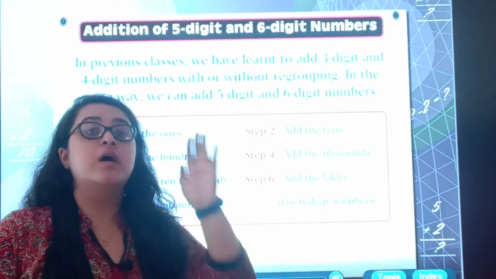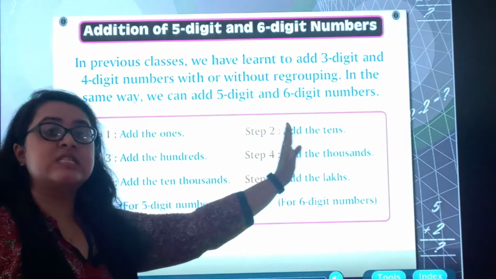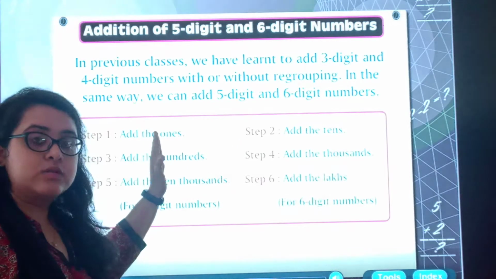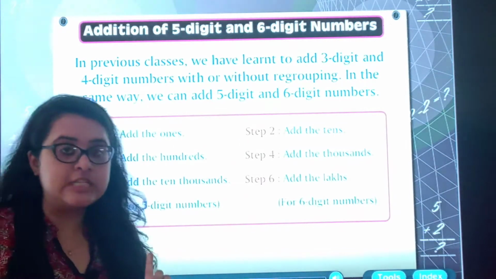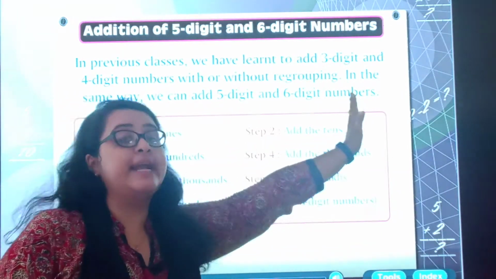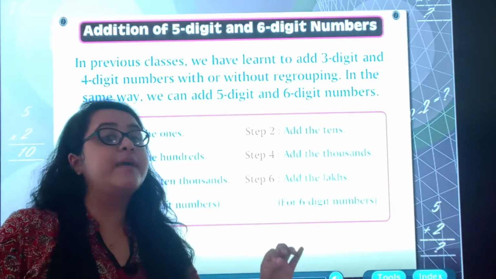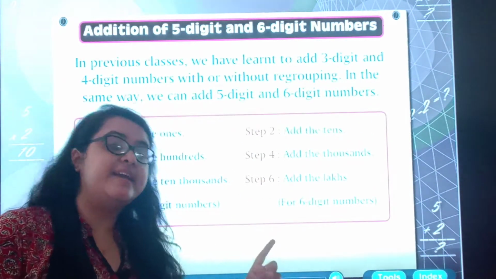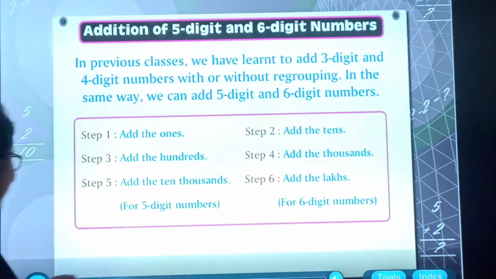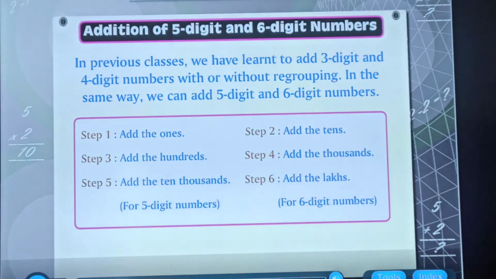Okay? Remember, we will always start from ones, tens, hundreds, thousands, 10,000s and lakhs. Understood? We will always start from the end. It might be addition or subtraction, we will start from the end. These are the steps for it. 2. Add the tens. Step 3. Add the hundreds. Step 4. Add the thousands. Step 5. Add the 10,000s, for 5-digit numbers. Step 6. Add the lakhs, for 6-digit numbers.